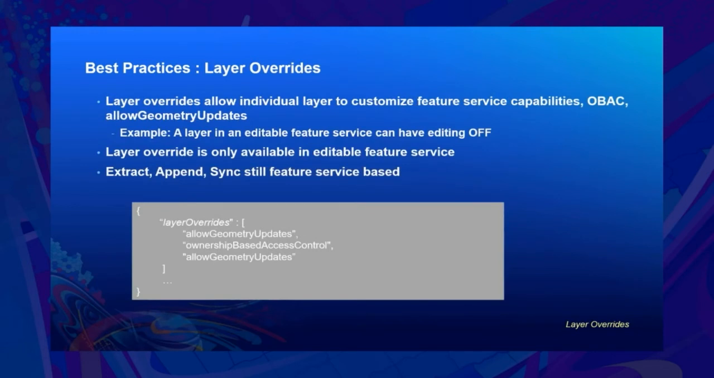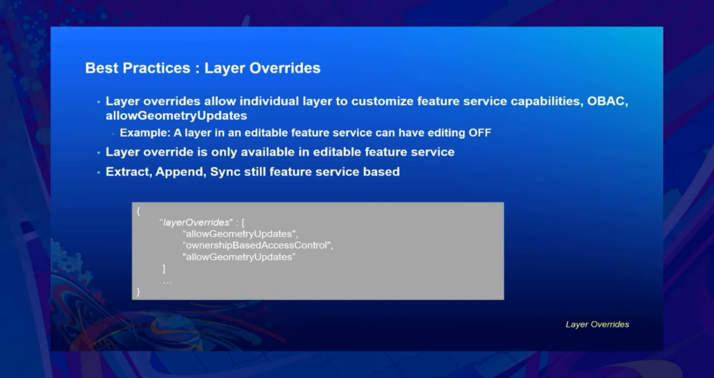For a layer override, this is another concept that's coming, as I said, where you get a chance to control capabilities of a layer within a feature service. You can control what the ownership-based access control is for each individual layer within your services. So this is something new. So for instance, you can have an editable feature service where one of the layers inside the feature service does not have editing on, even though the service has editing on. So one of the restrictions we have is that you need to have a feature service that is editable in order to customize the layer within your feature service.